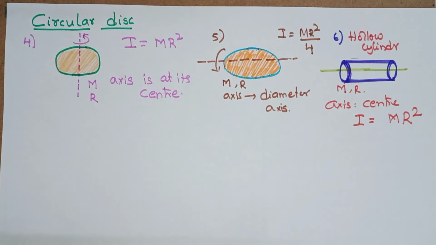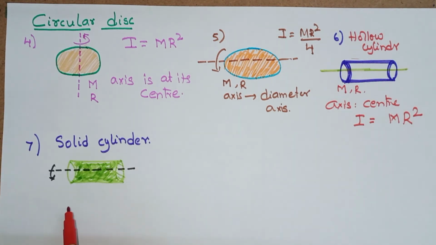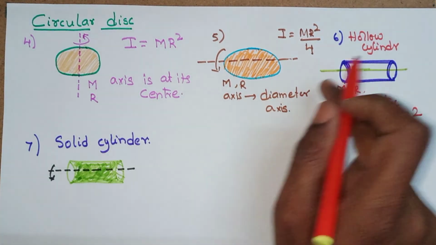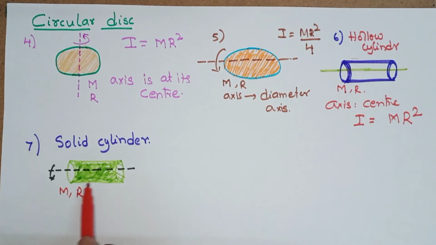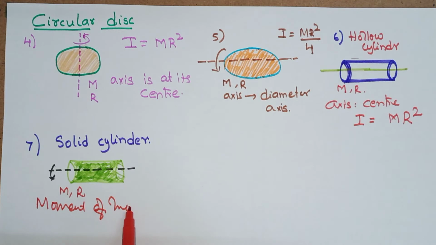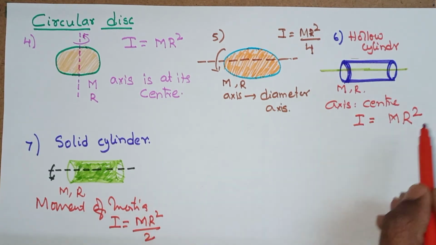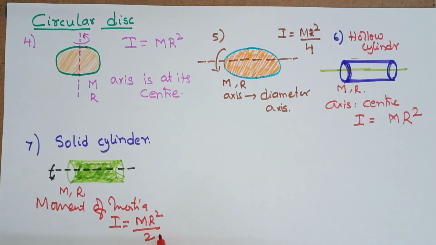Now we will see solid cylinder, hollow sphere, solid sphere. This is a solid cylinder. Inside, the matter is there; the empty place cannot be taken. That is the difference. Having mass m and radius r, the axis is the same, through the center. Then what is the moment of inertia? I is equal to mr square by 2.